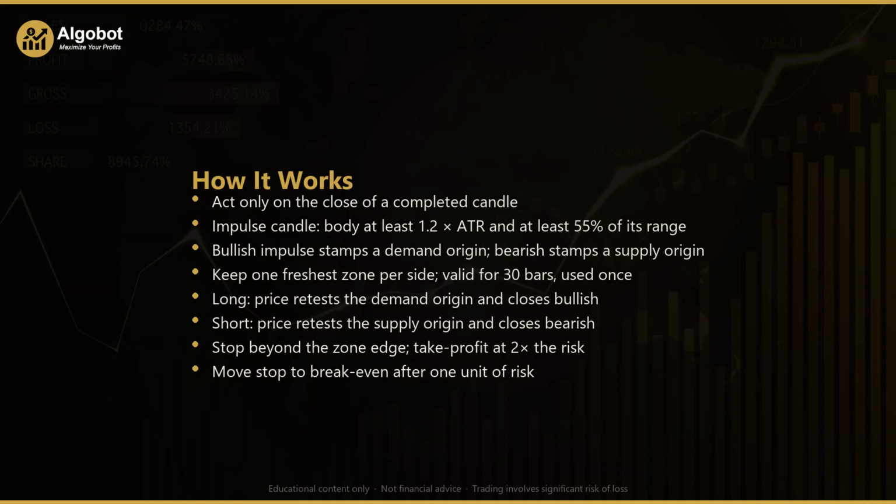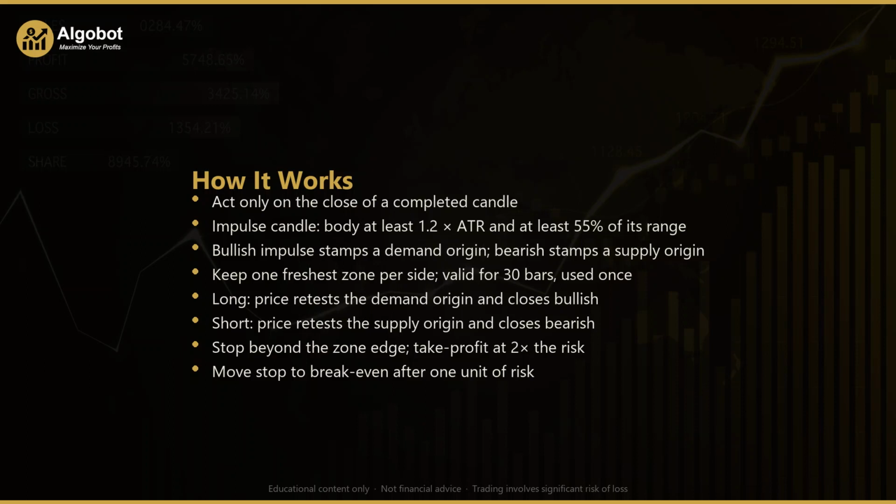Everything happens on the close of each completed candle, so the strategy never reacts to an unfinished bar. First, the strategy looks for an impulse candle. For a candle to qualify, its body must be at least 1.2 times the current ATR, and that body must also fill at least 55% of the candle's full range. Those two conditions together confirm a move that is both large and decisive, rather than a wide bar stuffed with long wicks. When a bullish impulse qualifies, the strategy records a demand origin.